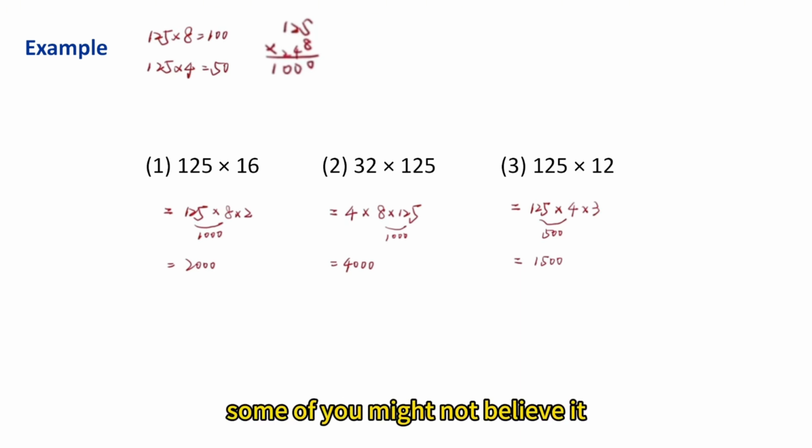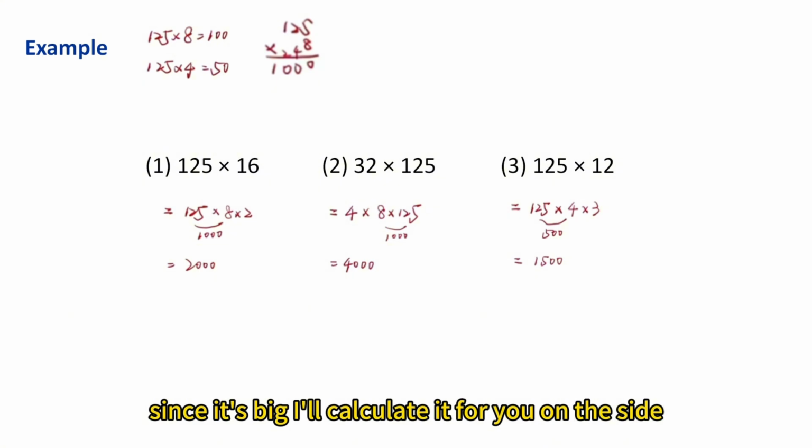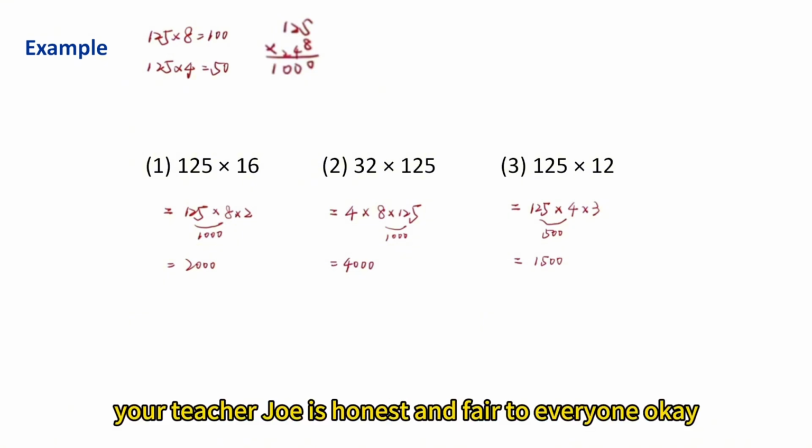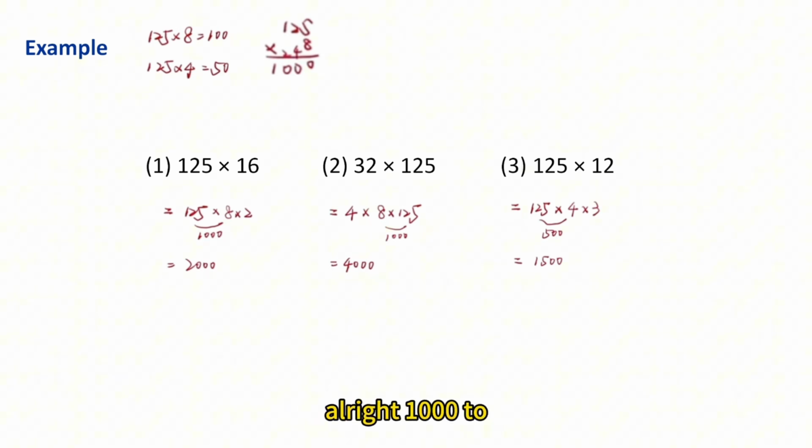Some of you might not believe it. Okay, since it's a big number, I'll calculate it for you on the side. 5 times 8 is 40. 2 times 8 is 16, plus 4 is 20. 1 times 8 is 8, plus 2 is 10. See, 1000. No problem, right? I didn't lie to you. Your teacher Joe is honest and fair to everyone.